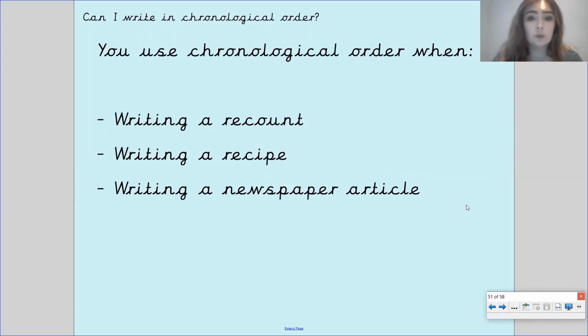You need to write in chronological order when writing a recipe. This is really important because the order in which you write your recipe, that somebody follows, will depend on how their meal or what they're making is going to turn out. You wouldn't put something in the oven first if you haven't mixed all the ingredients together. So when writing a recipe, it's done in the order in which it needs to be done. And when writing a newspaper article, this is also important because we need to see the events as they happened to really understand what the article is about.